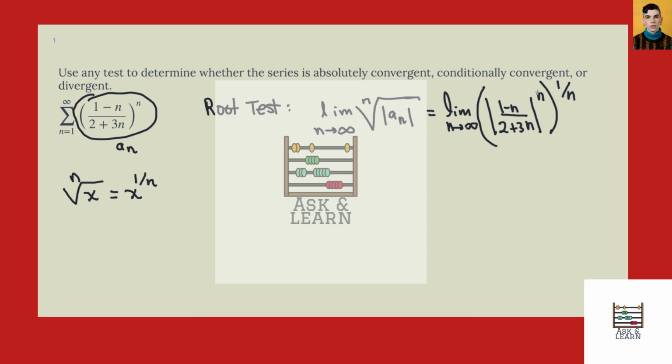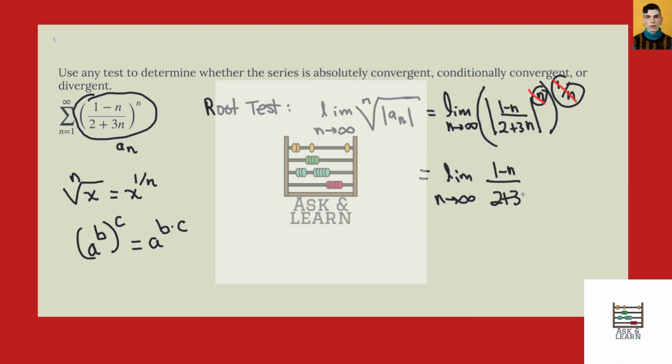So if you notice here, we're raising an exponent to another exponent. So we'll have to use another fact here from algebra. If you raise an exponent to another exponent, you just multiply the two exponents. So here, when we multiply the n and the 1 over n, they just cancel out to 1. And that leaves us with the limit as n approaches infinity of the absolute value of (1 minus n) over (2 plus 3n).